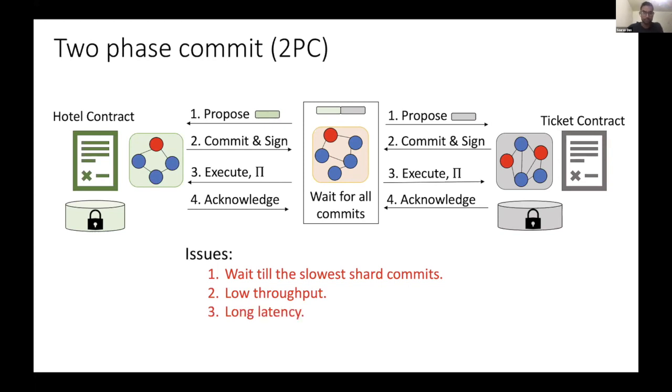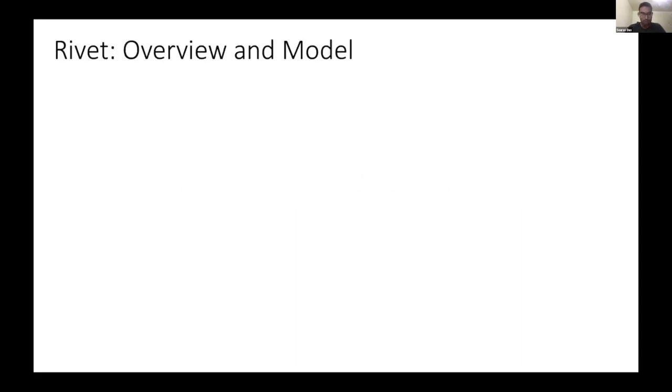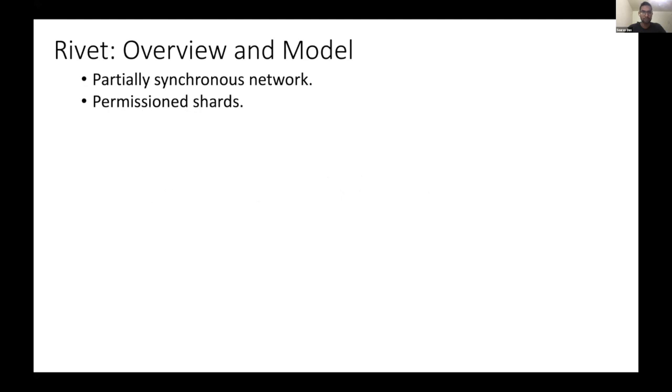In this work, we primarily address this problem, and we propose what we call Rivet. This is a new approach to execute cross-shard transactions in sharded blockchains. So here is an overview and model. We consider a partially synchronous network, and we also consider permissioned shards.